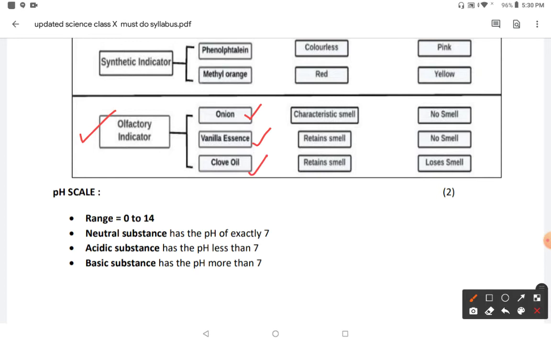In the acidic medium, there is a characteristic smell in the onion, and in the basic medium there is no smell. Vanilla essence retains its smell in the acidic medium and has no smell in the basic medium. Clove oil retains its smell in the acidic medium and loses its smell in the basic medium.